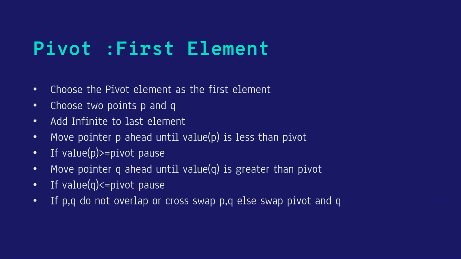After you perform these two steps, the last step is to check the pointers p and q, to see if p and q overlap. If they overlap or cross, we need to swap p and q. Like if they are on the same position, or if p crosses the q position, or if q crosses the p position, we just need to swap p and q. Else we need to swap pivot and q. So basically these are the steps. This might have been a little confusing. We'll just go with an example to make it more clear.